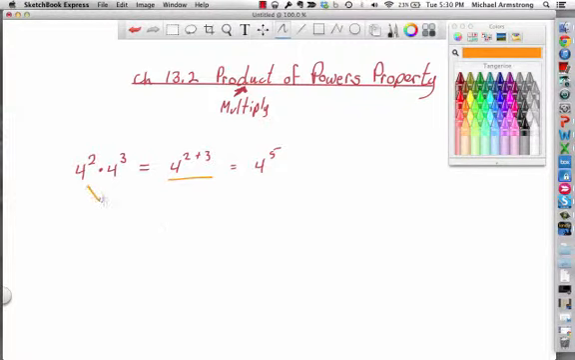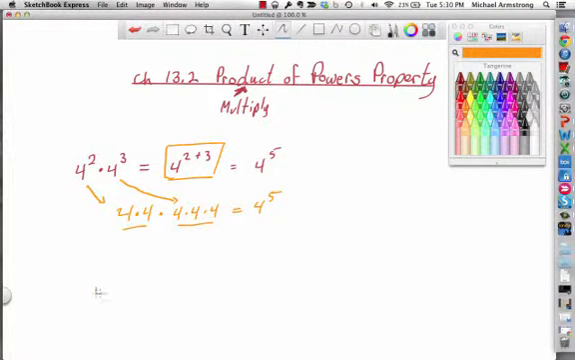4 to the second power is really 4 times 4. That's 4 to the second power. And 4 to the third power is really 4 times 4 times 4. And when we multiply 4 to the second times 4 to the third, it is obviously just 4 to the fifth. And so you don't really have to memorize anything. You just have to understand that when you multiply powers by powers, you add them. The problem is that the base has to be the same. They have to have the same base.